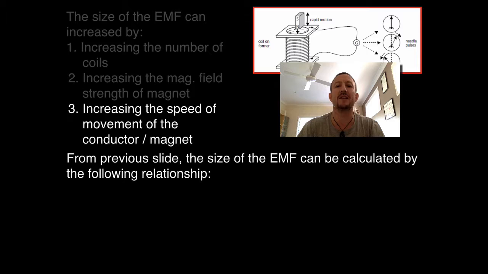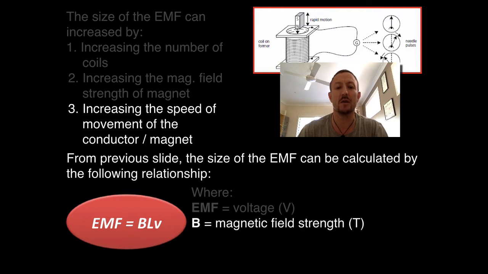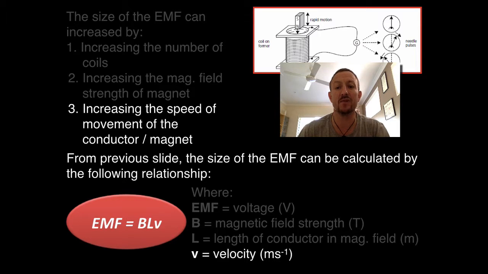Now this can all be put together in an algorithm, and basically this algorithm is EMF equals BLV, where EMF is the voltage, B is the magnetic field strength in Tesla, L is the length of the conductor which is going to be interacting within the magnetic field, measured in meters, and V is going to be the velocity in meters per second.